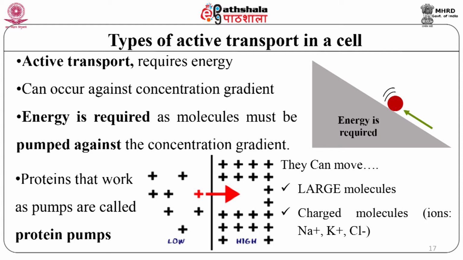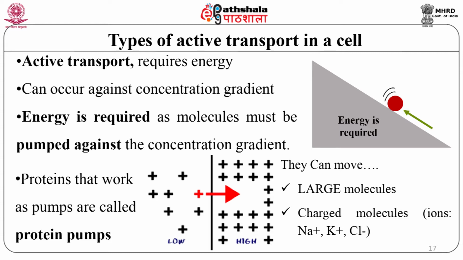It can occur against the concentration gradient. Energy is required as the molecule must be pumped against the concentration gradient. Proteins that work as pumps are called protein pumps. They can move large molecules and charged molecules, for example Na+, K+, Cl-, etc.